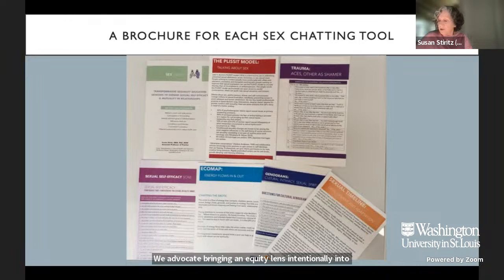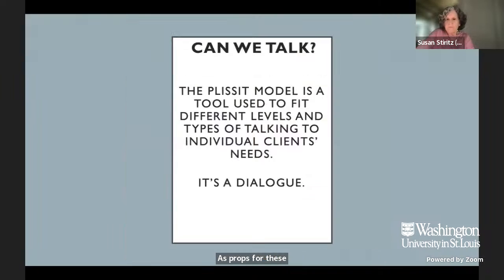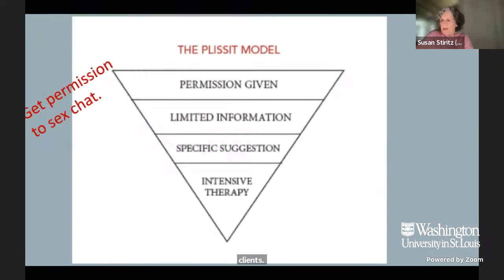Requirements for equity include consent, built on dialogue and negotiation. Sex chatting is welcomed conversation about sexual health. It reduces shame, normalizes and affirms. It uses questionnaires, genograms, timelines, and Ecomaps as props for these discussions. So the PLISSIT model is a tool used to fit different levels of discourse and types of talking to individuals, clients, and needs. It's a dialogue.